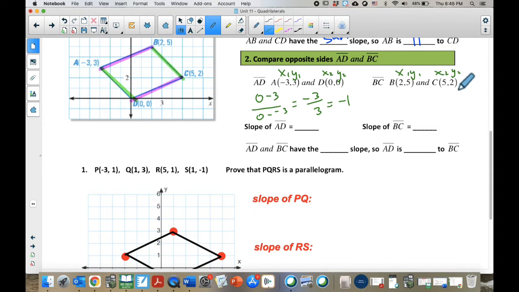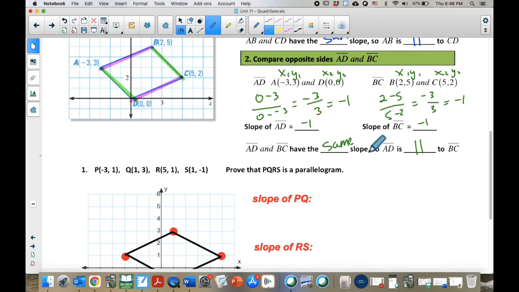Okay, let's try the other one. 2 minus 5 in the numerator, that's y minus y, and x sub 2 minus x sub 1, 5 minus 2. Okay, what does that come out to? Well, 2 minus 5 is negative 3. 5 minus 2 is a positive 3. So that, again, simplifies down to negative 1. So they both have a slope of negative 1. So they have the same slope. That means that they are parallel to each other. So this is parallel to this. So that's how we're going to figure out if things are parallel or not. Or excuse me, if things are a parallelogram or not.